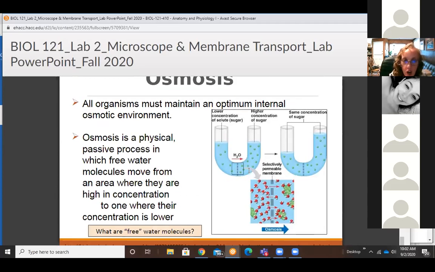Osmosis. All organisms must maintain an optimal internal osmotic environment. Osmosis is that passive movement of water down its concentration gradient.